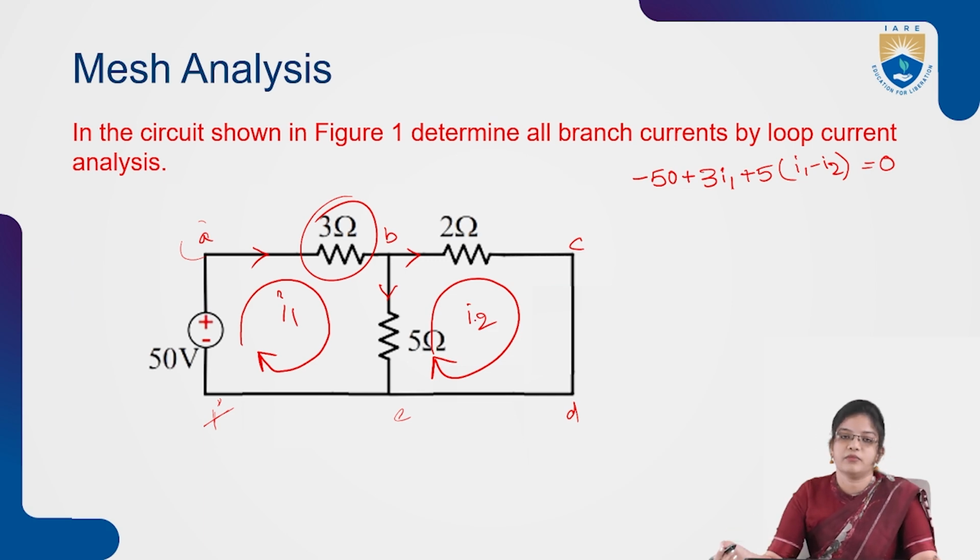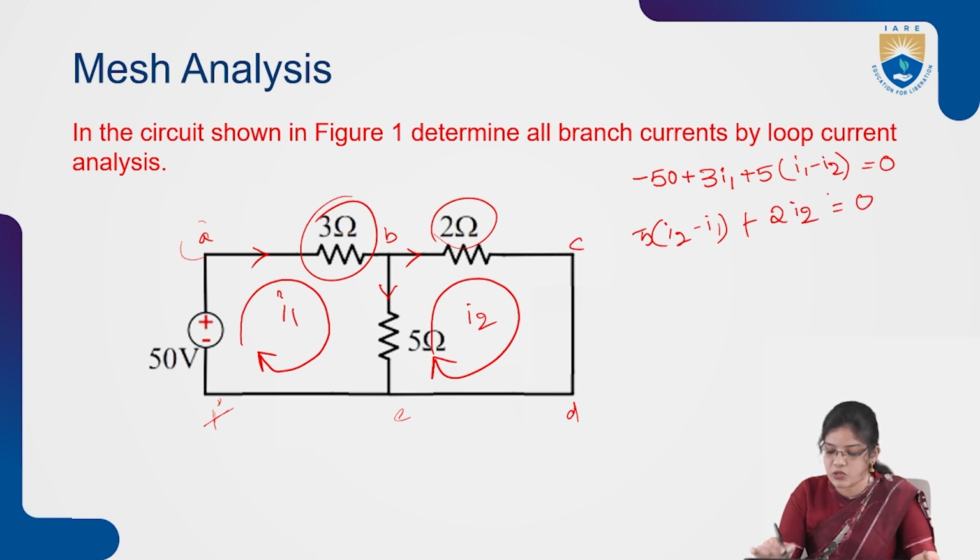Now I am calculating the equation for mesh current I2. First for the 5 ohms, considering the second mesh, I write I2 minus I1, plus the current flowing in the 2 ohms resistance, which is I2, and this equals 0.